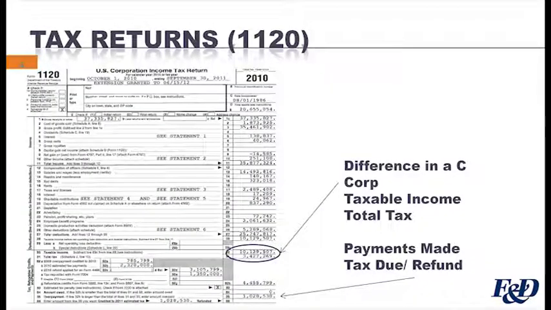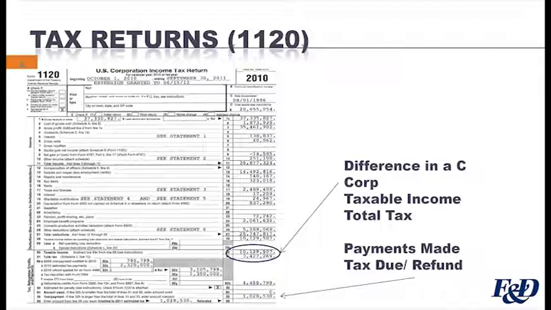Here on this slide, we're looking at a Form 1120. The look and feel of this form is very similar to the Form 1120S. However, one key difference is the income on this form is taxed on the federal level, as a C corporation who files a Form 1120 is not a flow-through entity.